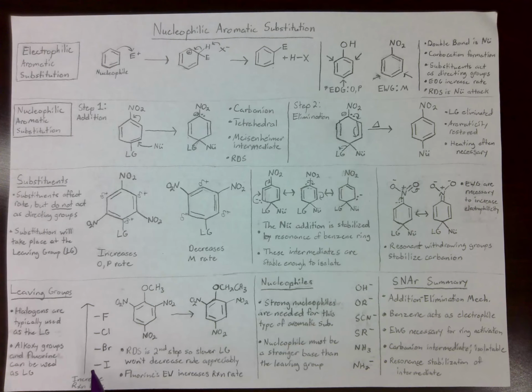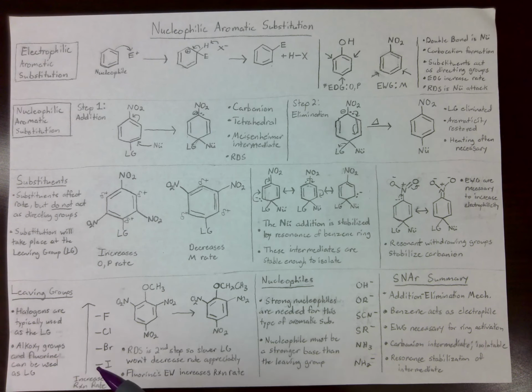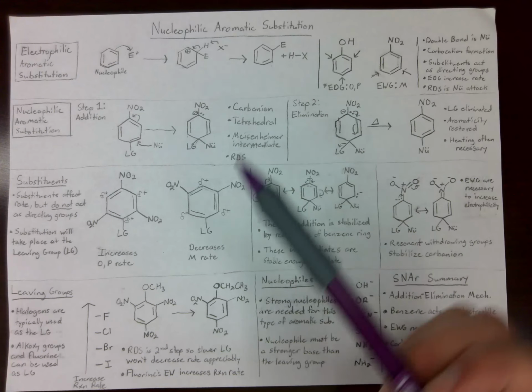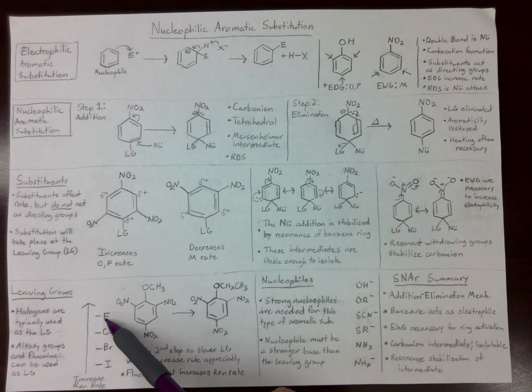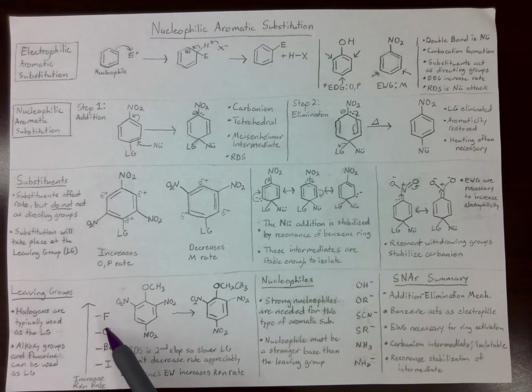So just a little bit about the leaving groups. Generally what you'll see in textbooks and online is halogens being used as leaving groups, and the reaction rate actually increases with greater electronegativity, which was different than for electrophilic aromatic substitution. So much so that you'll see fluorine even being used as a leaving group, which for SN1 and SN2 reactions you never have. But in this case, it is actually the best leaving group of the halogens.